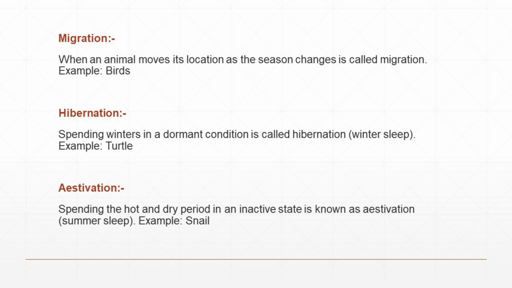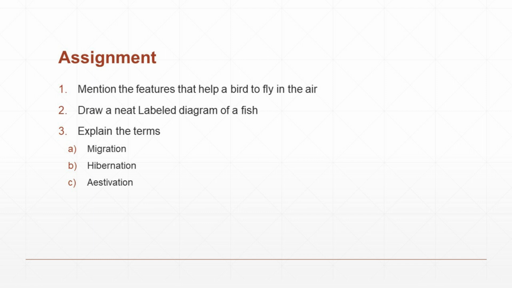Once again, I will tell all the points. Adaptations in animals. What are the adaptations fish have? Next, what are the adaptations frogs have? Then lizard. Then bird. Then camel. Then again some more things: migration, hibernation and estivation. The last point is you have to write the assignment.